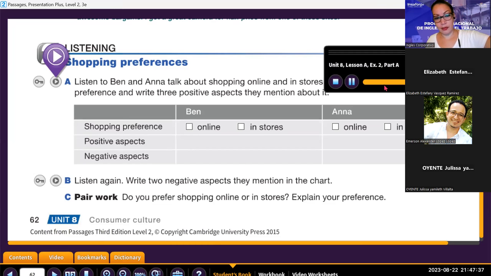Anna. When it comes to shopping for clothes, I'm not an online shopper. I really need to try clothes on before I buy them to make sure they fit right. I've had some bad experiences buying clothes online, and in some cases, ended up having to return them.